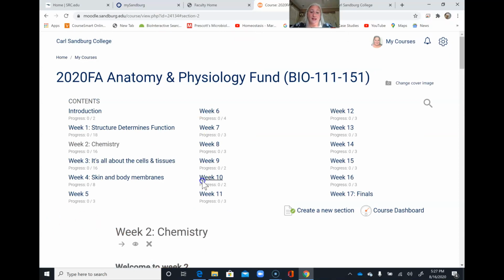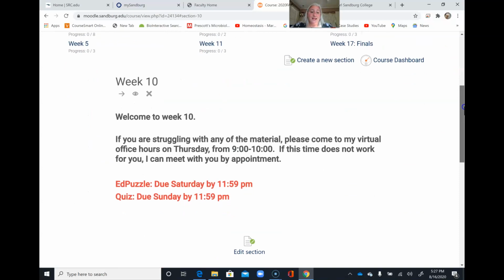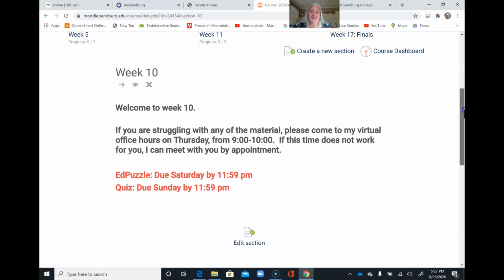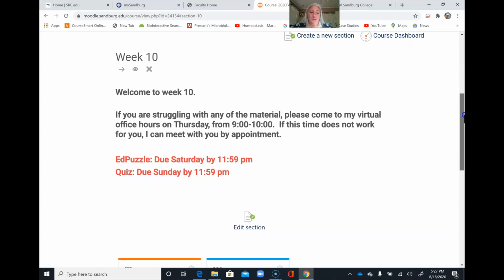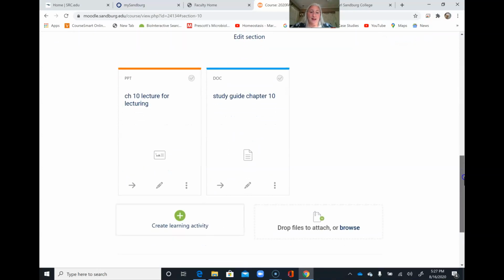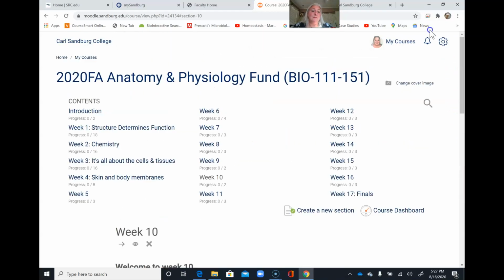You can go into any of these. I'll go to week 10 just to show you. All I have there is the office hour thing and the Edpuzzle and quiz due dates. And then I have this lecture and the study guide posted. That's it. So I will be posting more information into these as I go.